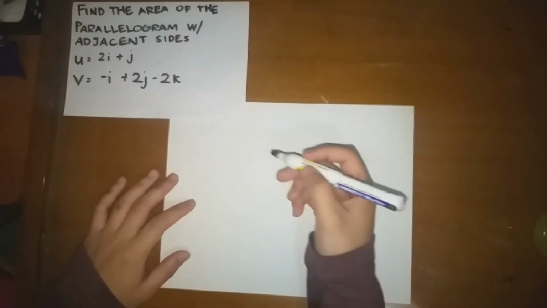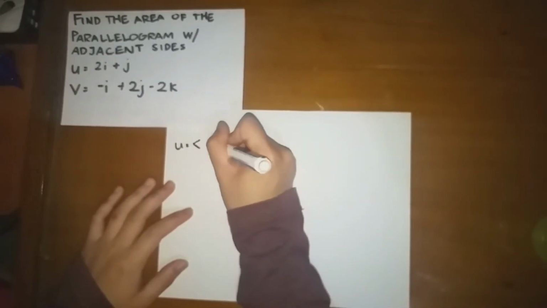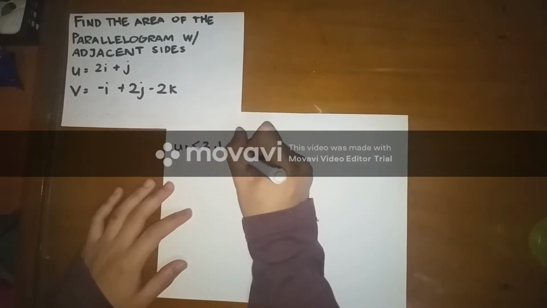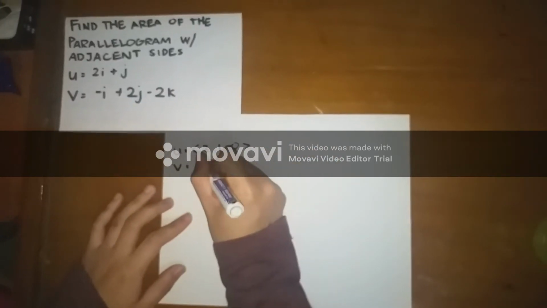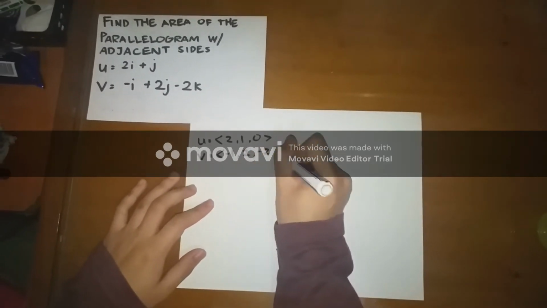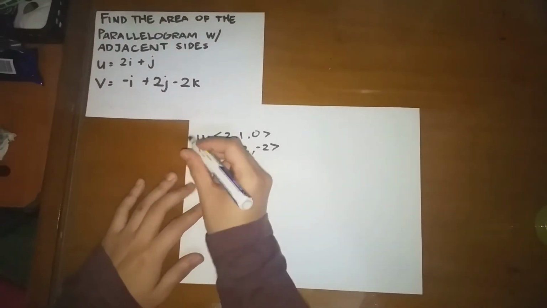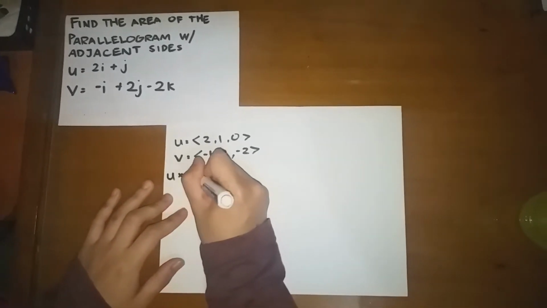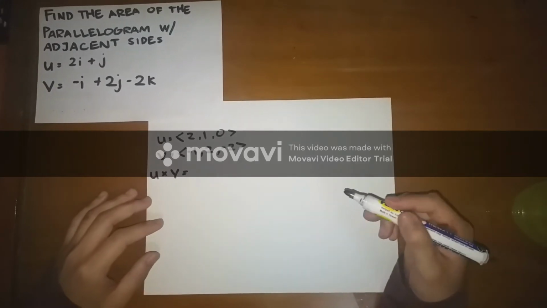To answer the problem, we can write u as 2, 1, and 0, and v as negative 1, 2, negative 2. First, we should find the cross product between u and v by using the method taught earlier.